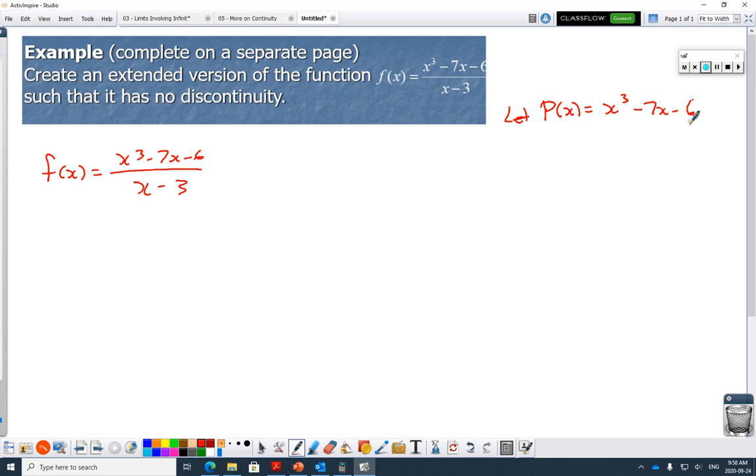So p of 3 equals 3 cubed minus 7 times 3 minus 6. I get 0. And apparently that makes us happy. If you've forgotten why that makes us happy, you'll see in a second. Our conclusion from that is, therefore, x minus 3 is a factor.